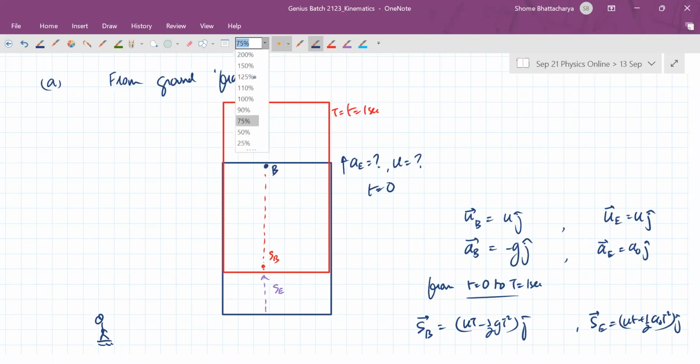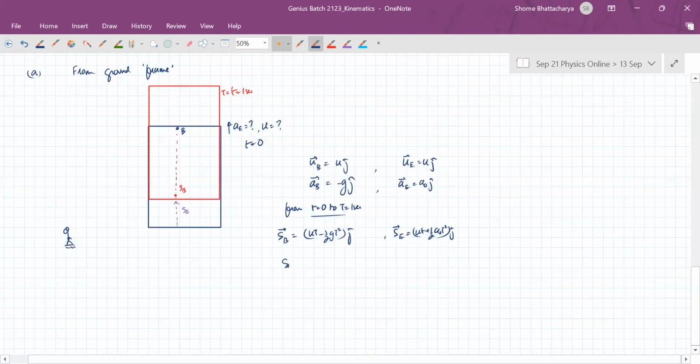Okay. So we can see basically that if we write this as a scalar, it is half g t square minus ut downwards, okay, and this is ut plus half a naught t square upwards. Now, you can see from the diagram that the sum of the magnitudes of these two displacements should be equal to h.